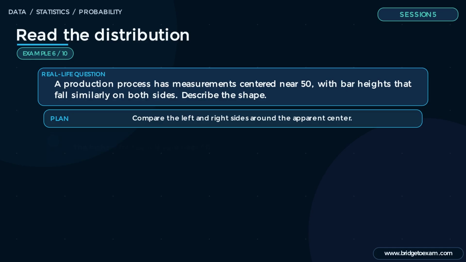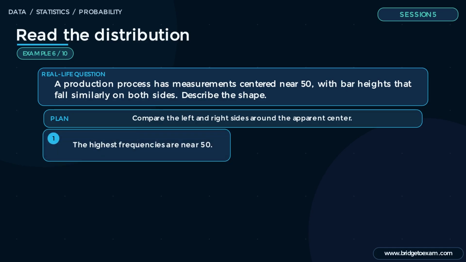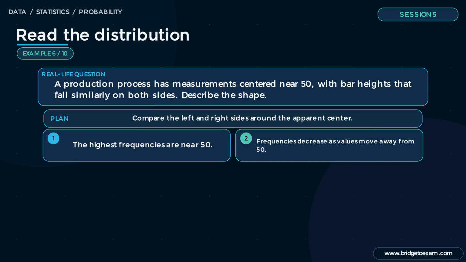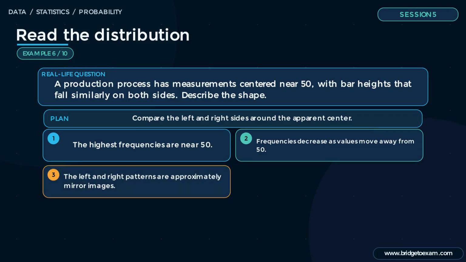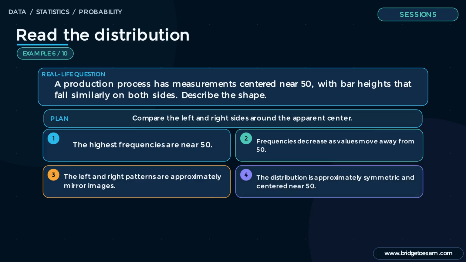Step 2. Frequencies decrease as values move away from 50. Step 3. The left and right patterns are approximately mirror images. Step 4. The distribution is approximately symmetric and centered near 50. Quick check. Symmetric does not mean every paired bar must be exactly equal. Small sample variation is normal.